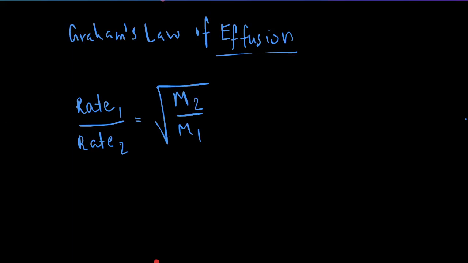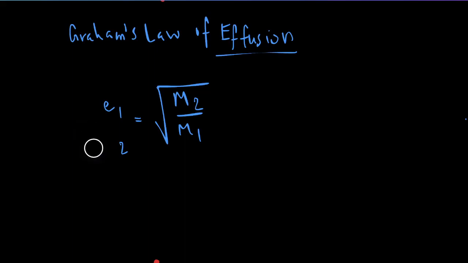An important thing to notice is this inversion of the fractions. On the left, we're dealing with the rate of the first gas in the numerator and the rate of the second gas in the denominator, whereas these are flipped. We're looking at the molar mass of the second gas in the numerator, and the denominator is the molar mass of the first gas. This becomes very important when you are plugging in your values, so make sure you keep this distinction in mind.